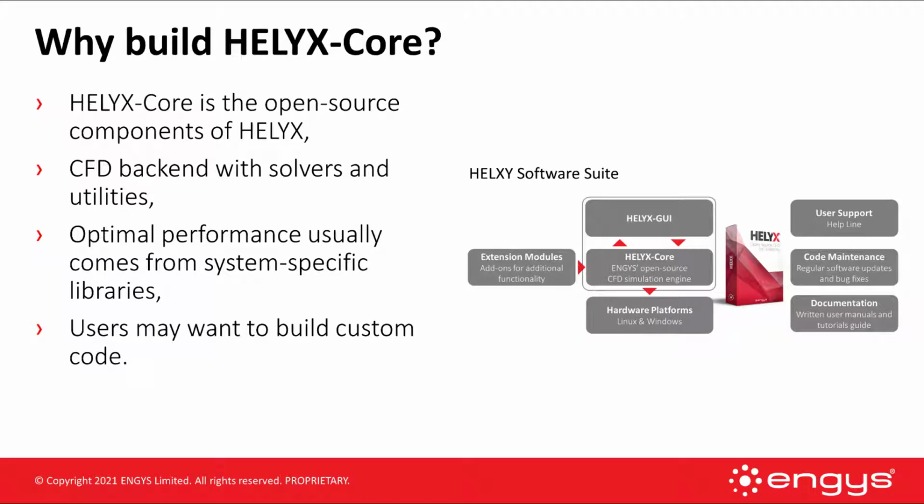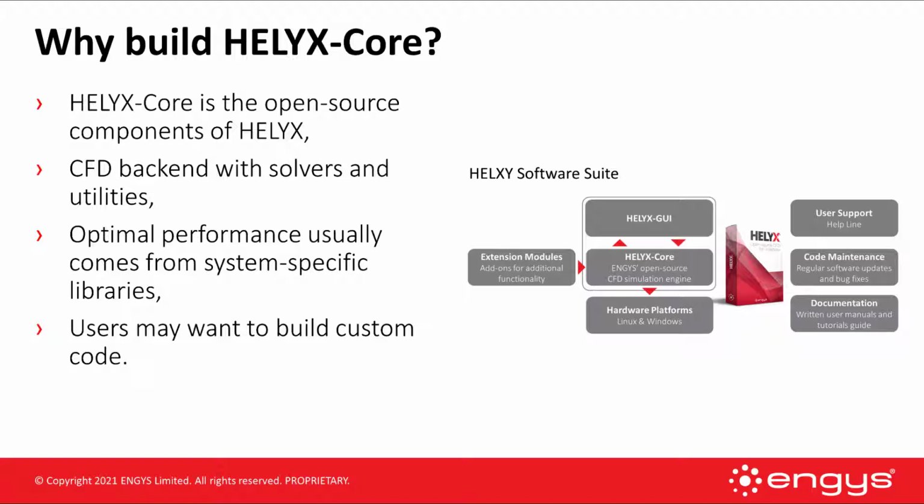The first question is why we should bother compiling HELYX Core at all. HELYX Core is the open source CFD framework supplied by ENGYS, and it does all the numerical heavy lifting. It's therefore very important to get all the performance we possibly can out of the code. So, for example, HELYX Core is often used to run huge numerical simulations on supercomputers, which tend to have their own very high-performance implementations of libraries like MPI. Building HELYX against these libraries can be a great way to reduce costs and run times.